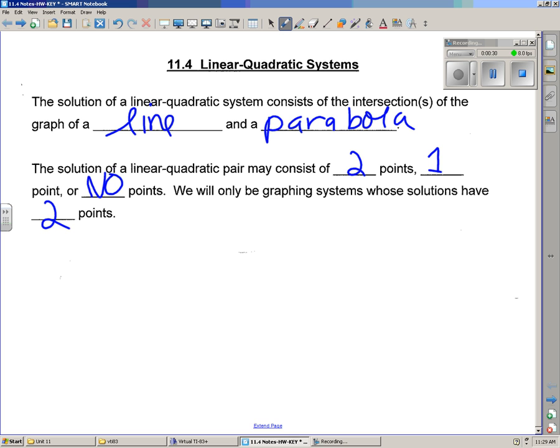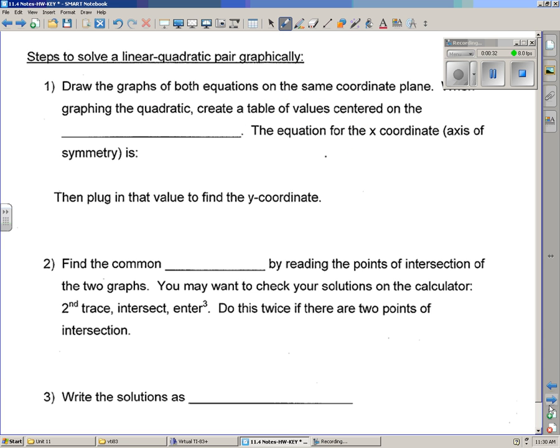So the idea is when you solve a linear and a quadratic, what you need to do is draw the graphs of both equations on the same coordinate plane. You really should label both the graphs, but it should be obvious which one is the quadratic and which one's the linear, but go ahead and label them anyway if you'd like. Make sure that when you graph the quadratic, you create a table of values that's centered on the vertex.